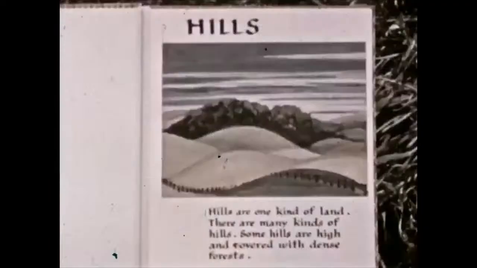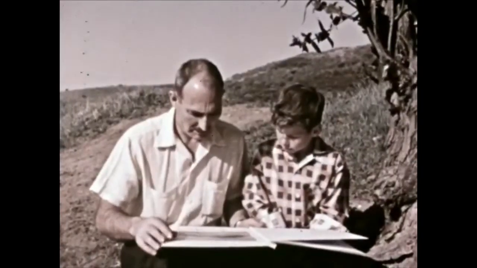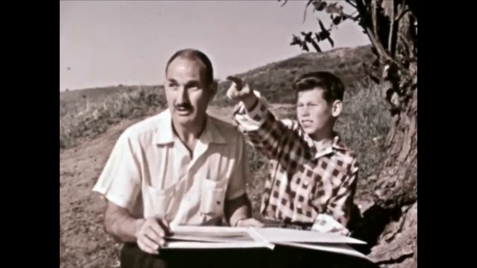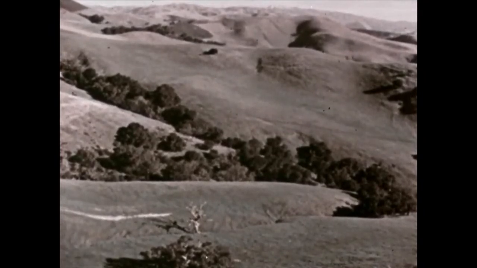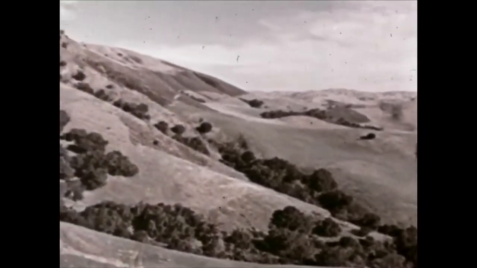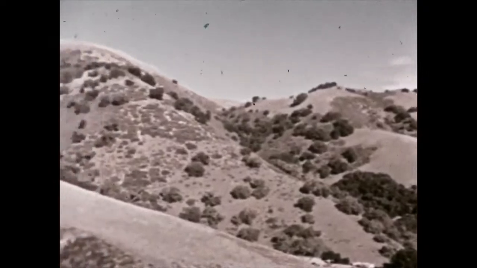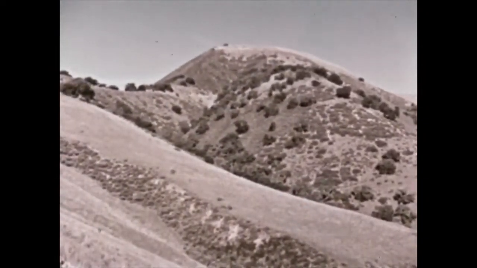It said in the book, hills are one kind of land. There are many kinds of hills. From where he sat, Jimmy could see different kinds of hills. Some were not as high as the hill he was on. But some hills were very high. The hills had round tops and seemed to roll up and down, up and down.